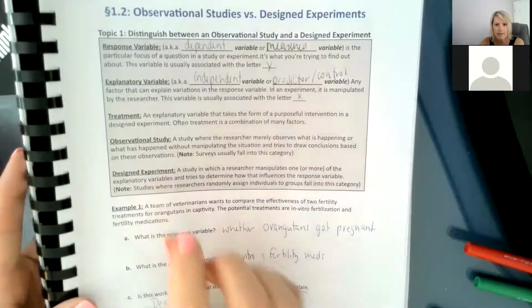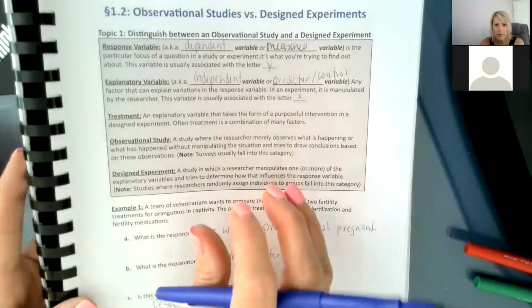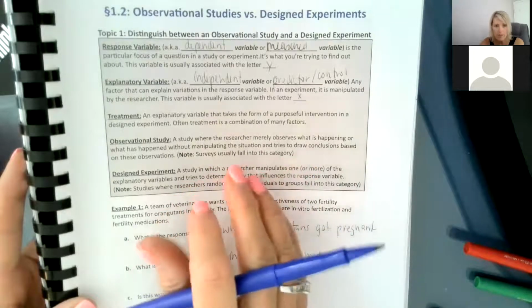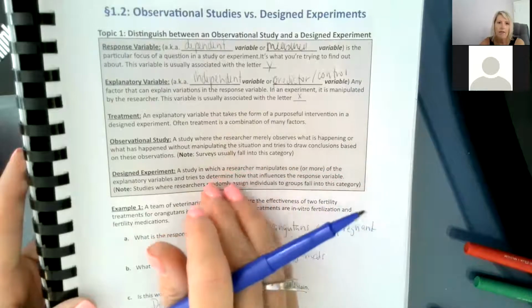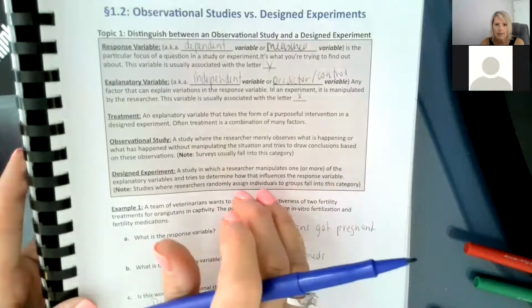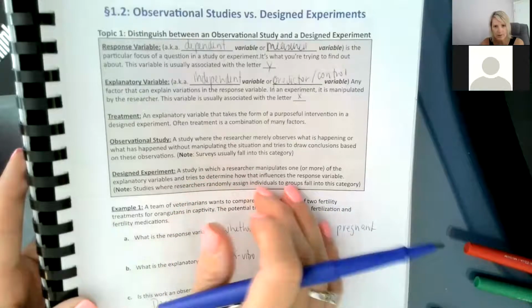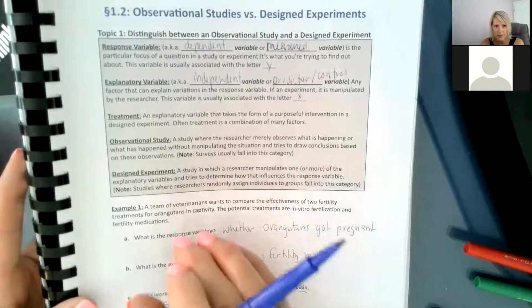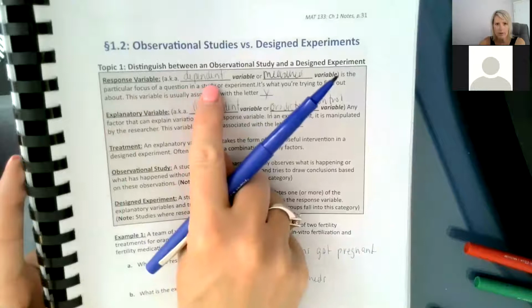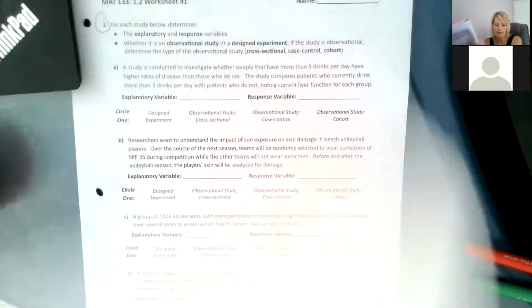Okay, a designed experiment is a thoughtfully designed experiment in which the researcher manipulates one or more explanatory variables. We call that a treatment. Not necessarily medical. And tries to determine how that influences the response variable. And the other thing is that these subjects have been randomly assigned into groups. So those two things need to happen to be a designed experiment. Okay. The two variables that we're working with, one is always going to be the response variable, the dependent measured variable, and the other one is going to be the explanatory or independent variable.